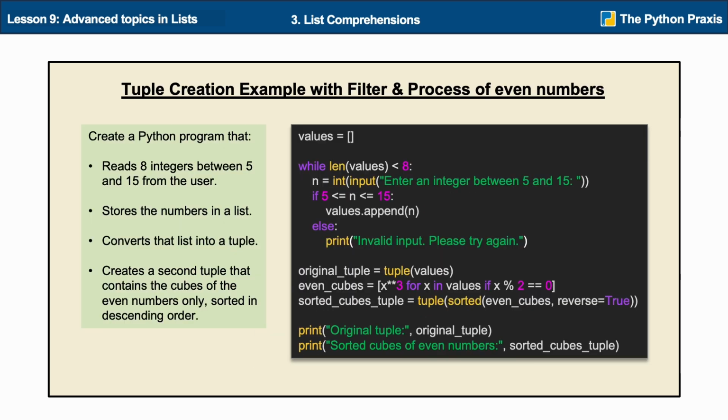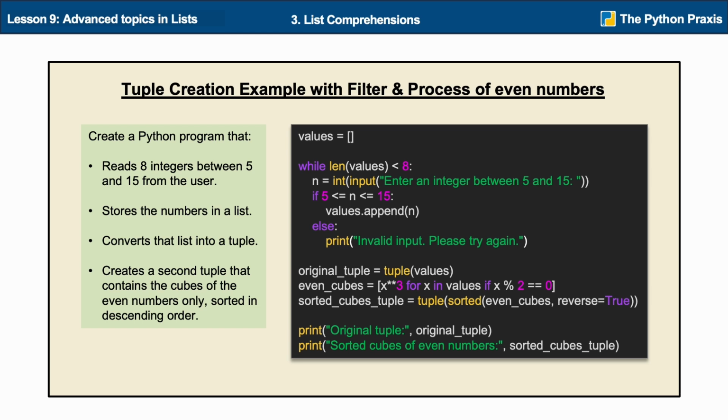Now a real-world style task with user input. A tuple creation exercise with filter and process of even numbers. We will create a Python program that reads 8 integers between 5 and 15 from the user, stores the numbers in a list, converts that list into a tuple, and creates a second tuple that contains the cubes of the even numbers only, sorted in descending order.